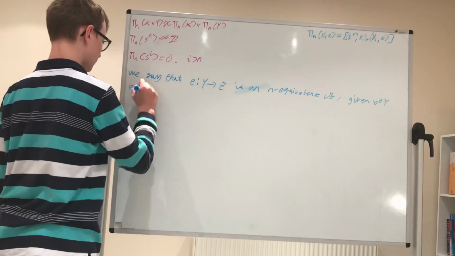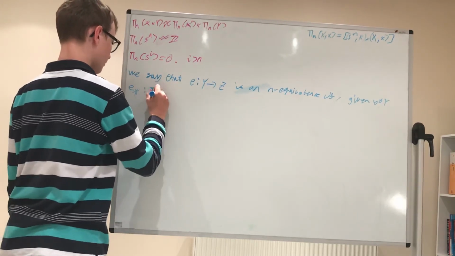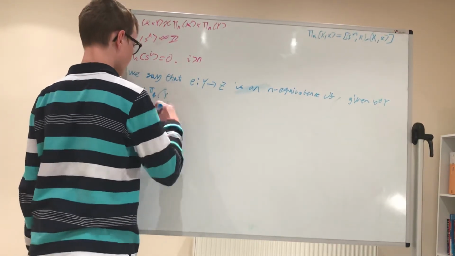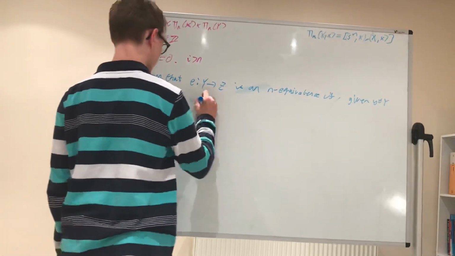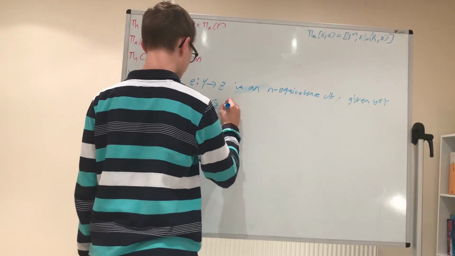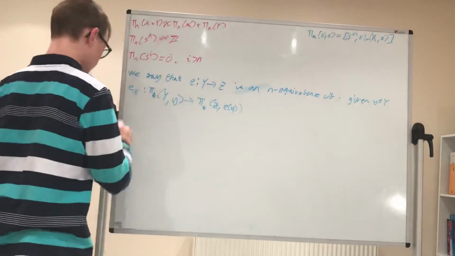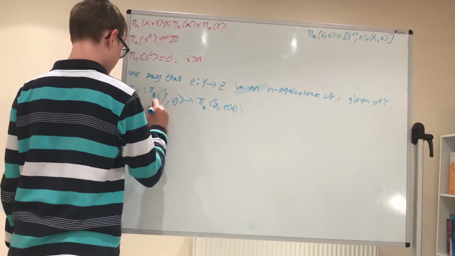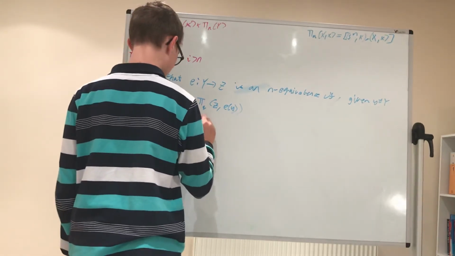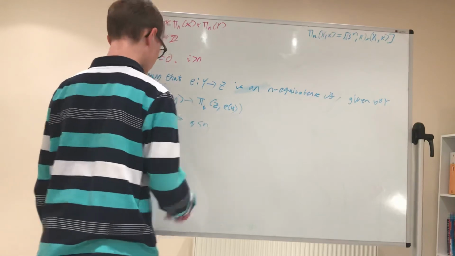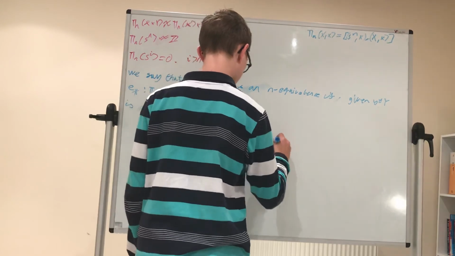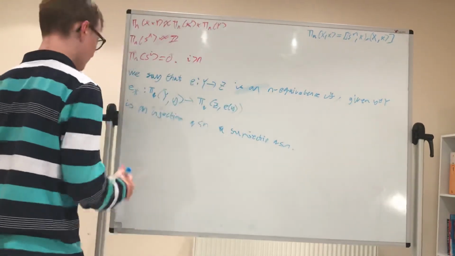E star from pi q of Y at y to pi q of Z at E of y is an injection for q less than n, and a surjection for q less than or equal to n. And it's a weak equivalence.